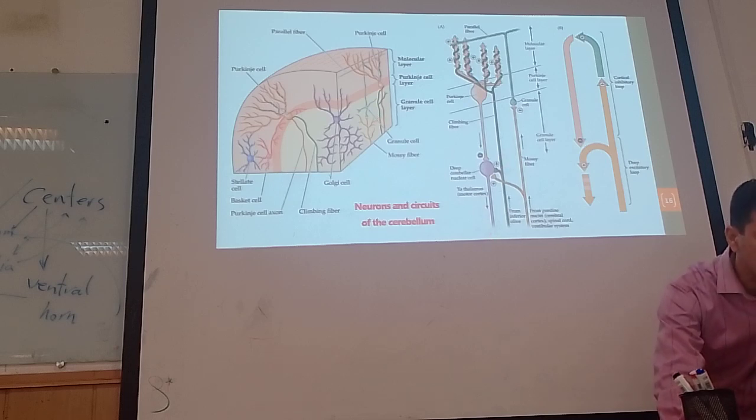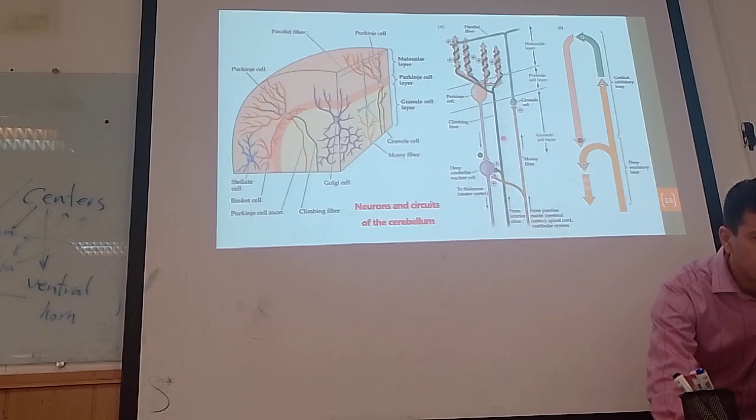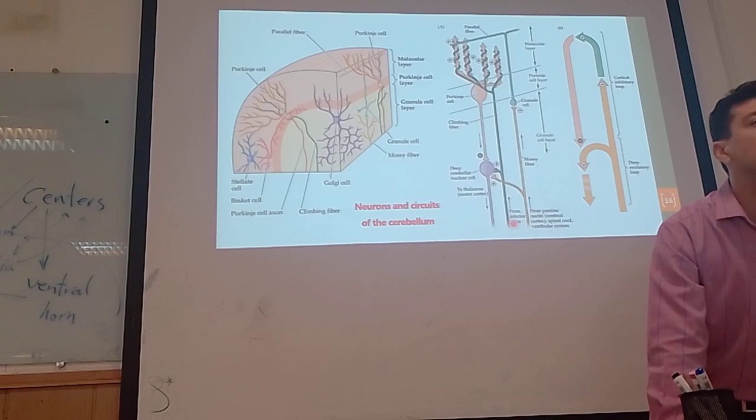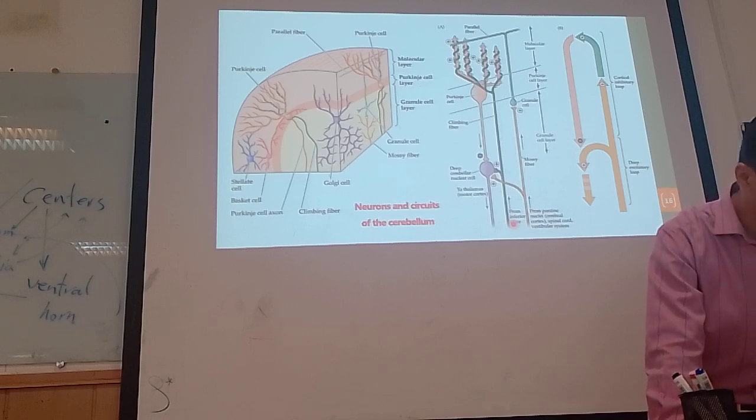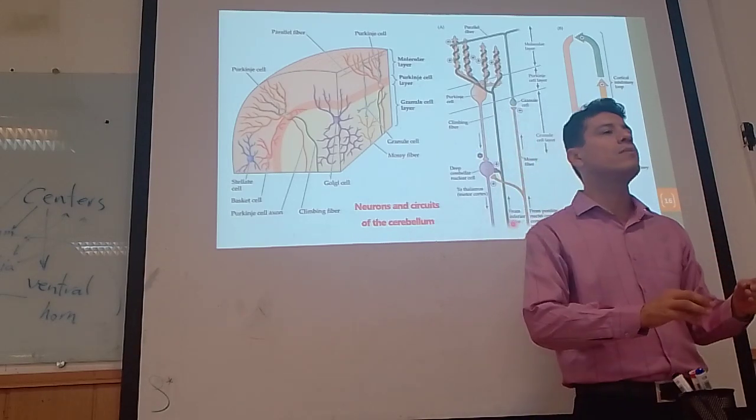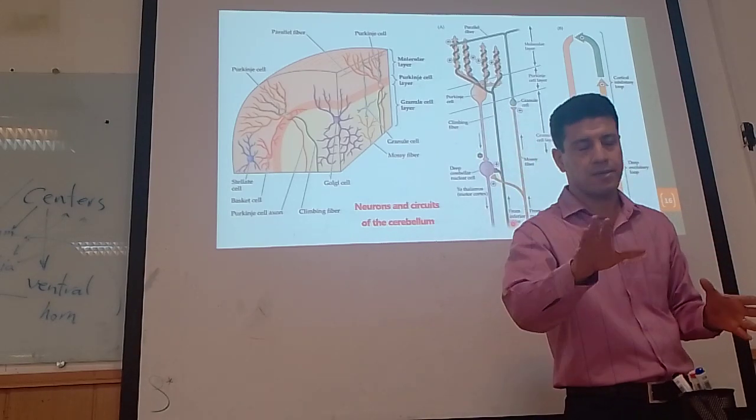So this is the main circuit, right? But we have two types of neurons coming into the cerebellum. The first one is called climbing fibers. These climbing fibers originate from the inferior olivary nucleus. Okay? All other inputs to the cerebellum are mossy fibers.